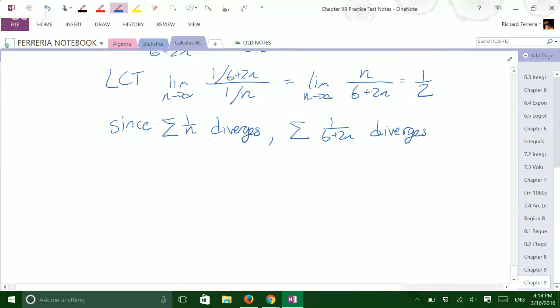Okay, so now we have our interval. We converge at 8, so we get a bracket at 8. We diverge at 10, so we get a parenthesis at 10.